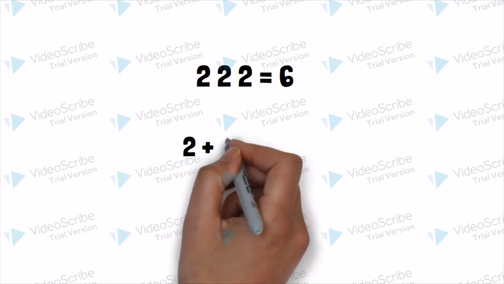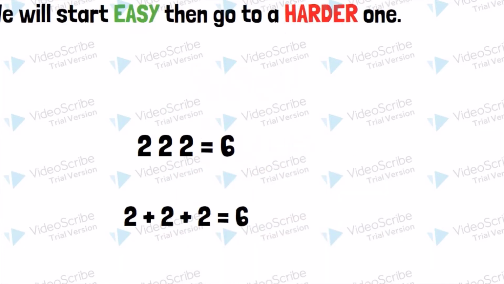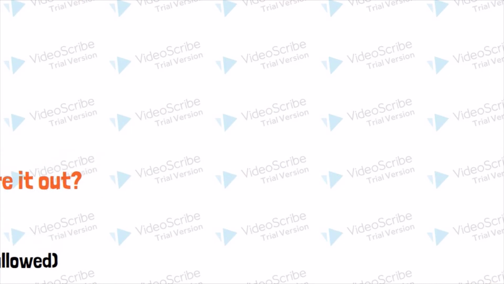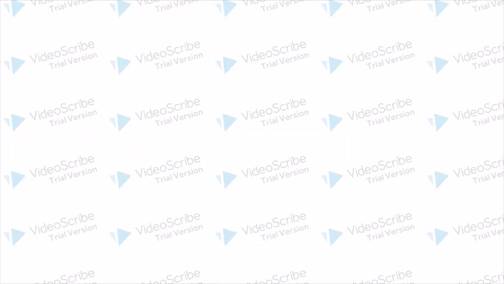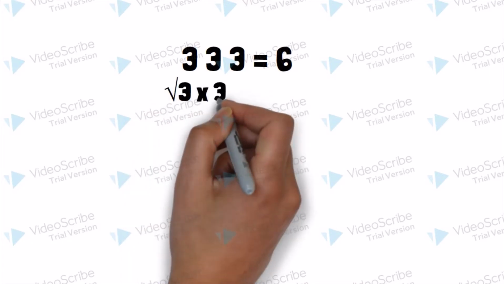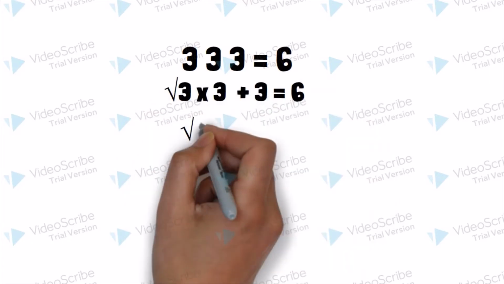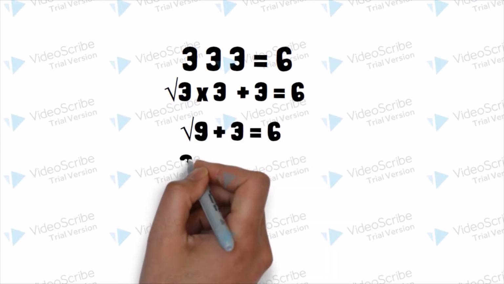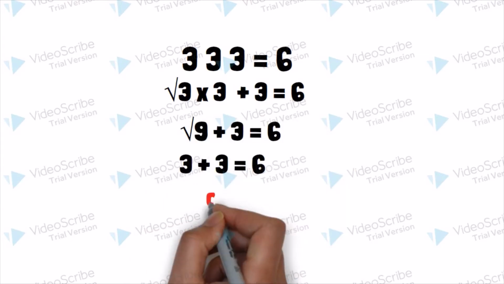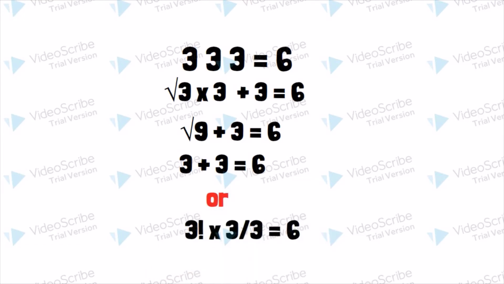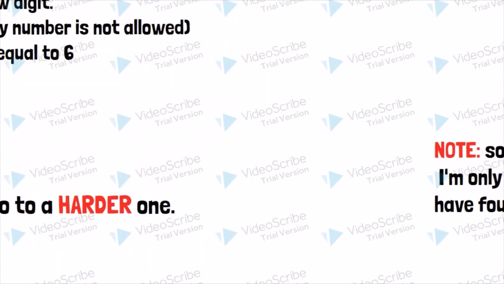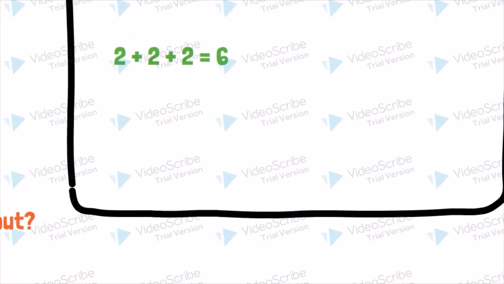Here we can solve it very easily like 2 plus 2 plus 2 equal to 6. We'll write the main answer aside so that we can understand which we have found and which we still need to find. Next, moving forward, 3, 3, 3 equal to 6, where we can write root 3 into 3 plus 3 equal to 6, which is root 9 plus 3 equal to 6, which is 3 plus 3 equal to 6, or simply 3 factorial into 3 by 3 equal to 6. Let me write it apart.